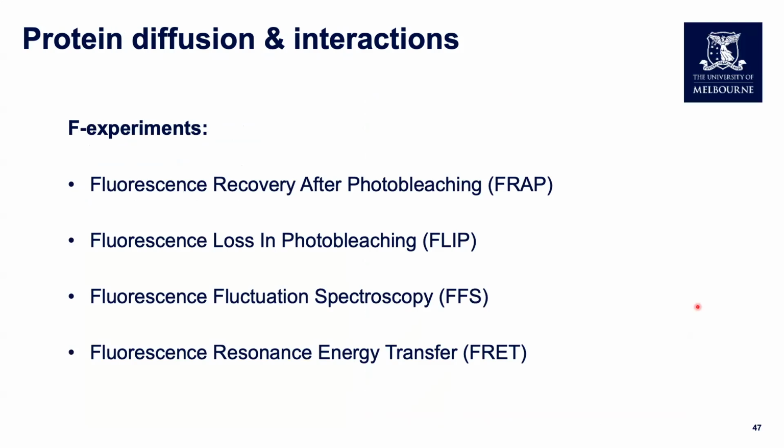All right, I mentioned the F experiments, so there's lots of acronyms about to come your way for this. The first one is FRAP, which is fluorescence recovery after photobleaching. The next one is FLIP, which is fluorescence loss in photobleaching. Then we have FFS, which is actually fluorescence fluctuation spectroscopy. And then finally FRET, which is Forster or fluorescence resonance energy transfer. And I'll go through over the next few slides what each of those are and when you might use them.